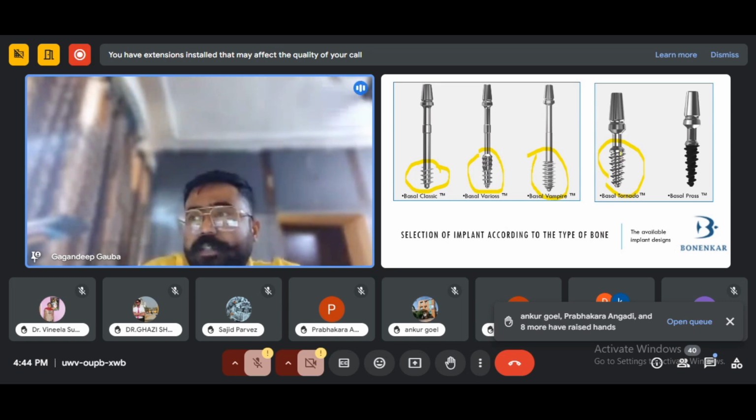So we have two compressive designs. One is a basal tornado and one is a basal cross design. This is the only rough surface basal implant available. Okay.